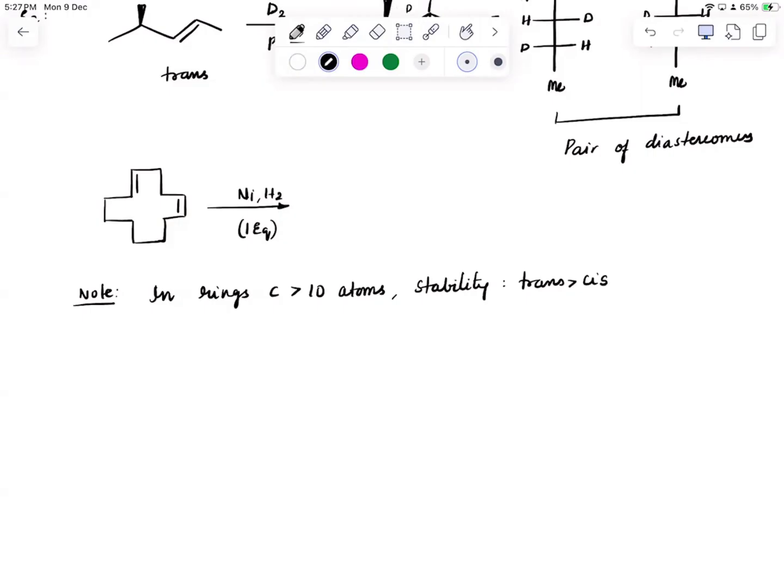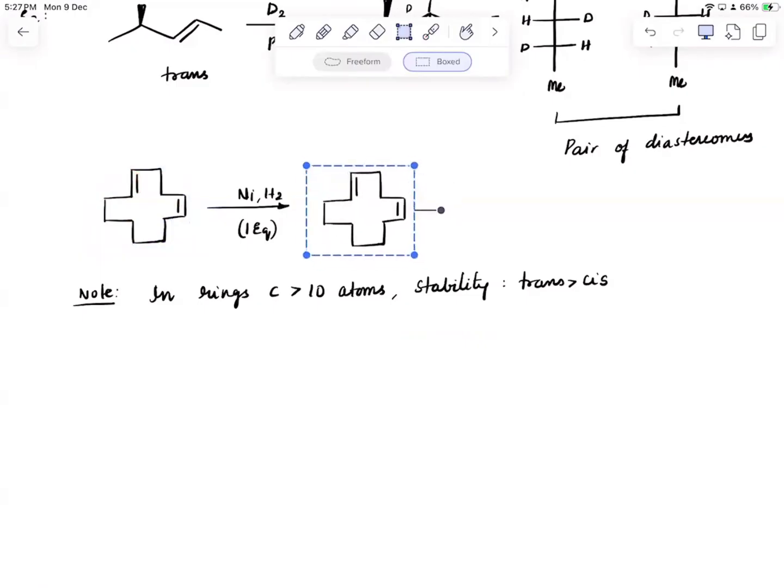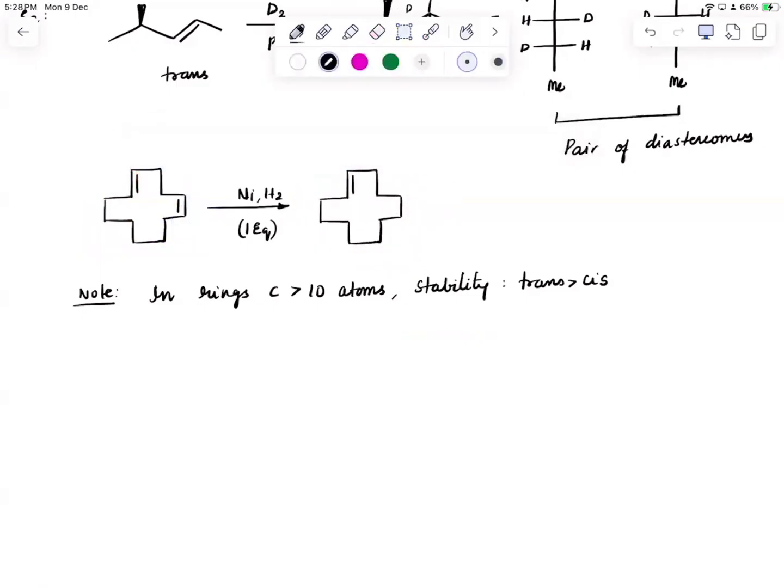Got it? Acha, if trans is more stable than cis, discuss how many number of carbons we have. 1, 2, 3, 4, 5, 6, 7, 8, 9, 10, 11, 12. So 12, obviously it is more than 10, in that case, trans is generally more stable than cis. If trans is more stable than cis, then we do not react the trans part. Which one do we react? We react the cis part of it. So what should be the product here? In that case, you will remove this out and make these two hydrogens get added. That should be the product.